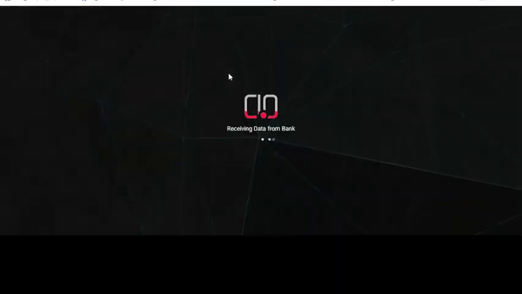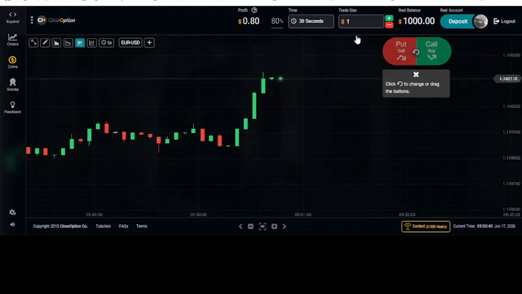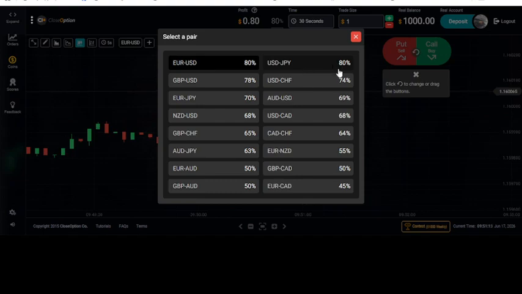So let me load up the trading dashboard. Okay, so this is the trading dashboard here. Here's my balance. And Close Option has various currency assets here: euro, US dollar, Japanese yen, and so forth. But I'm going to be focusing on the euro US dollar because it has the highest payout rate at 80%. We may look at some USD JPY trades as well.